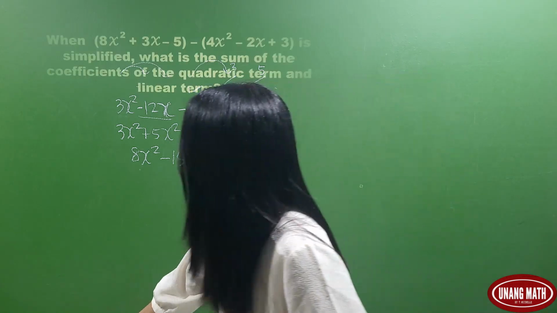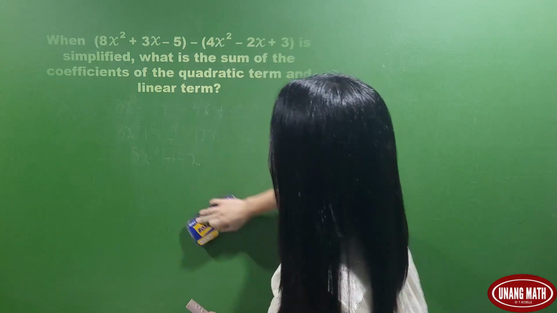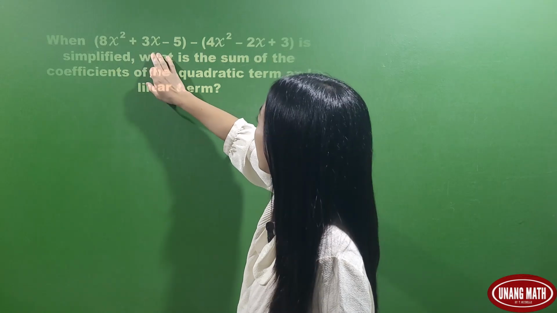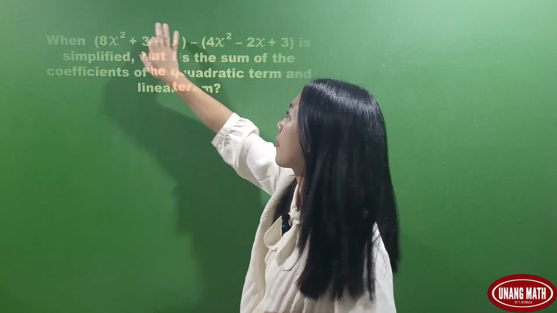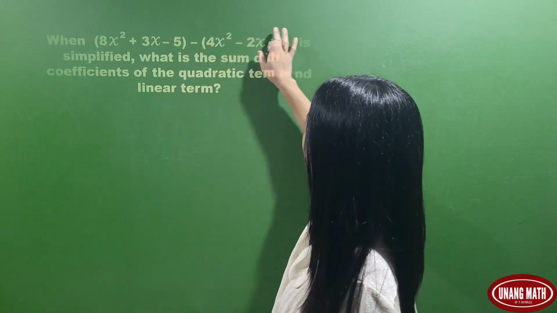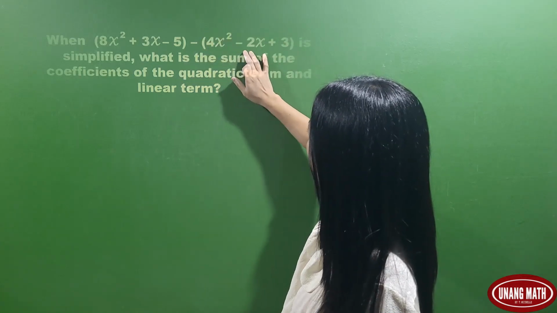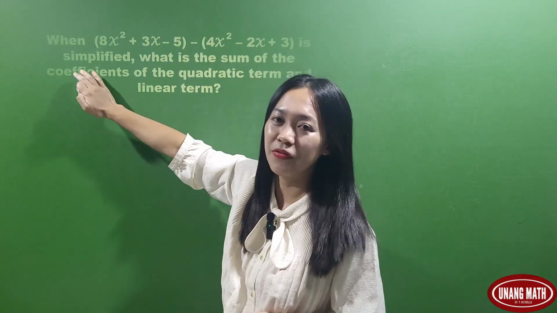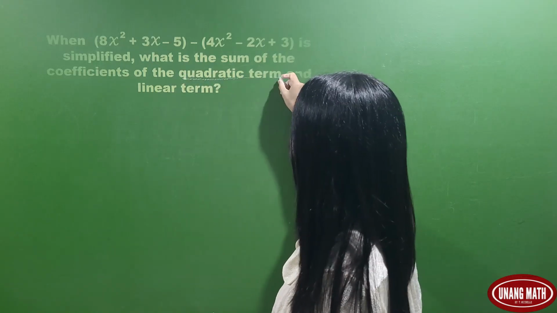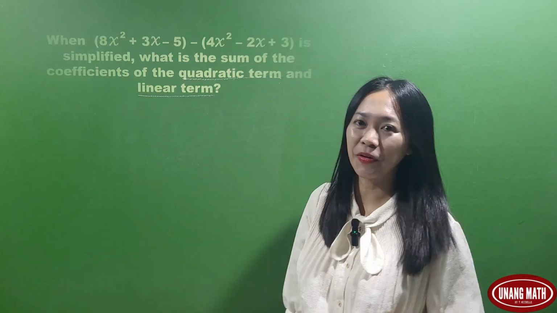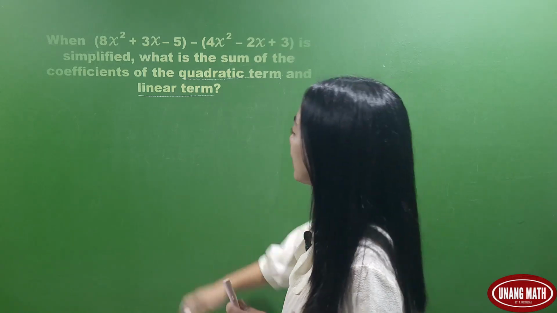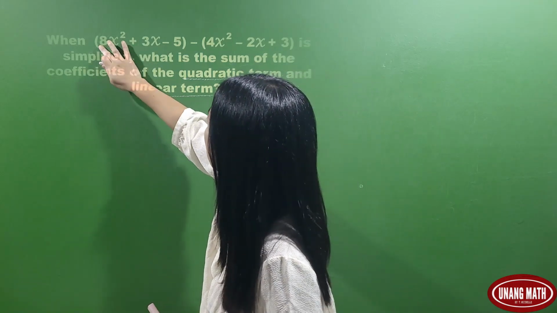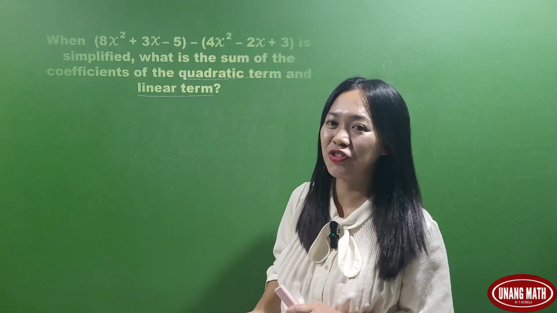Okay, now this is our second problem or question. When this expression 8x squared plus 3x minus 5 inside the parenthesis minus this expression inside the parenthesis 4x squared minus 2x plus 3 is simplified, what is the sum of the coefficients of the quadratic term and the linear term? Okay, to find out the coefficients of the quadratic and the linear term, we have to simplify this expression.